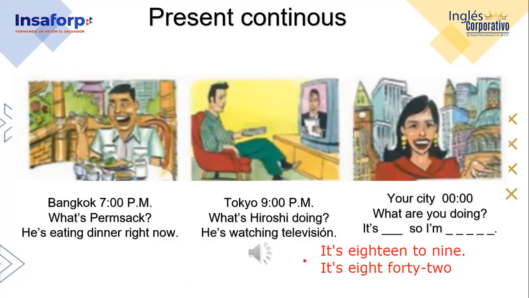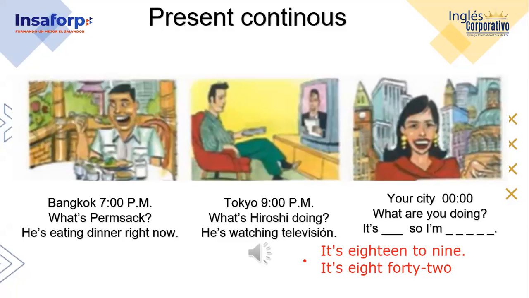Let's listen then. Escuchemos estos ejemplos. Bangkok, 7 p.m. What's Permsak doing? He's eating dinner right now. Tokyo, 9 p.m. What's Hiroshi doing? He's watching television. Your city. What are you doing? It's. So I'm.